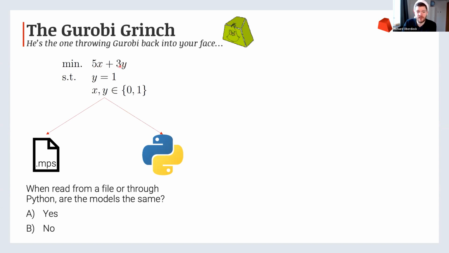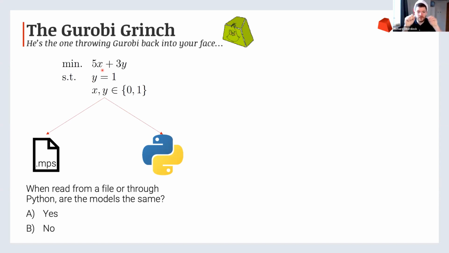We say minimizing 5x plus 3y, subject to y equals 1. Okay? And then, as I said, two binary variables. And then what we do is we write this model in Python, for example, and we write it to an MPS file. An MPS file is a complete serialization of the model. So ordering is the same, floating point arithmetic is the same, so no precision issues here whatsoever. You write it to a file, or you keep it in Python.